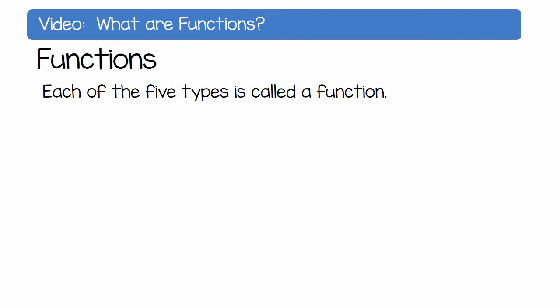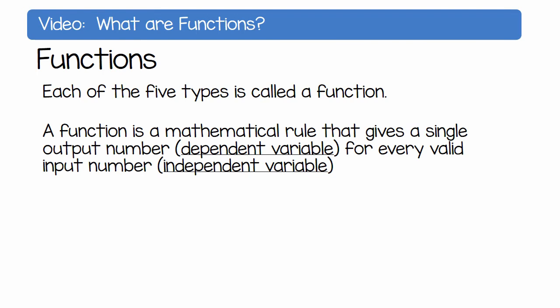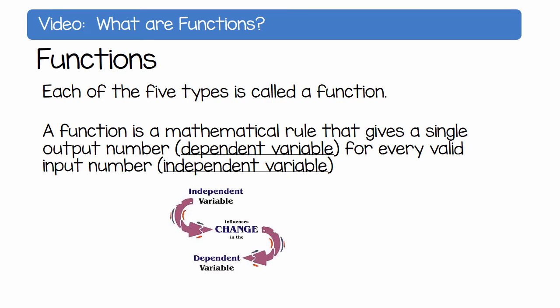Each of the 5 types is called a function. A function is a mathematical rule that gives a single output number represented by a dependent variable for every valid input number called an independent variable. The independent variable can influence change in the dependent variable. Think of it as input, something happening with the input, and output coming from the calculation.